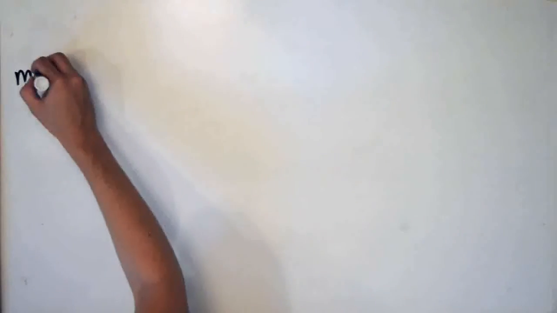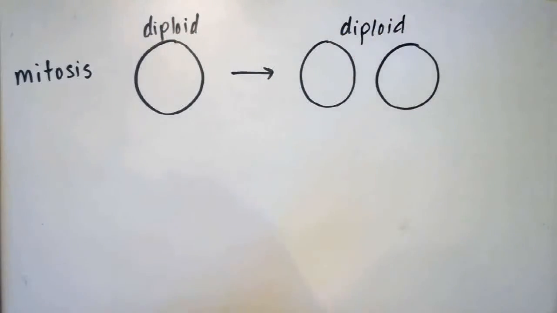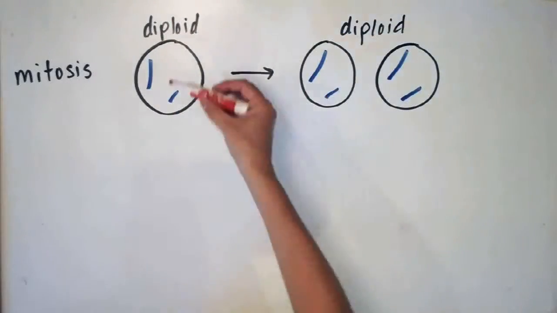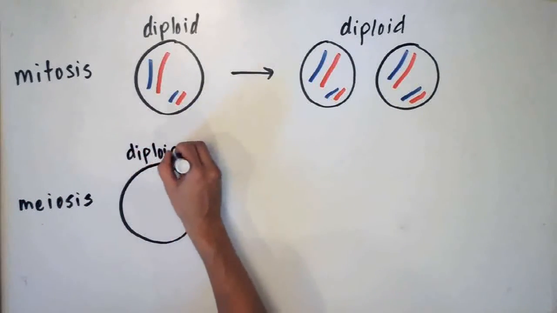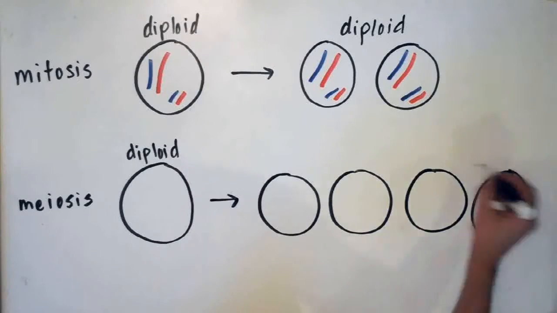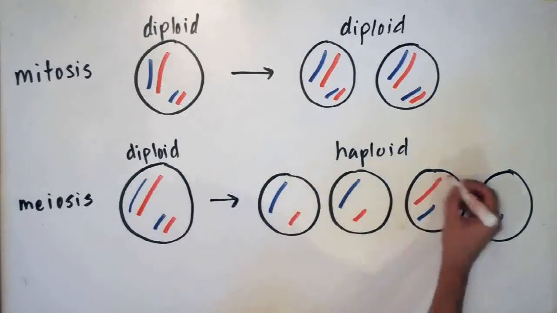As described in the previous video, mitosis produces two diploid daughter cells whose genetic material is identical to that of the parent cell. Meiosis, in contrast, produces four haploid gametes for sexual reproduction. As shown here, each haploid cell now has only one copy of the long chromosome and one of the short.